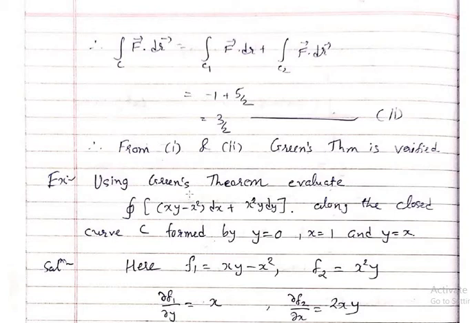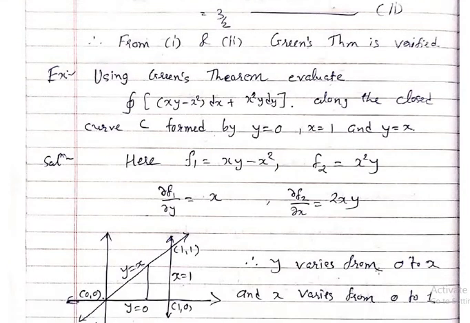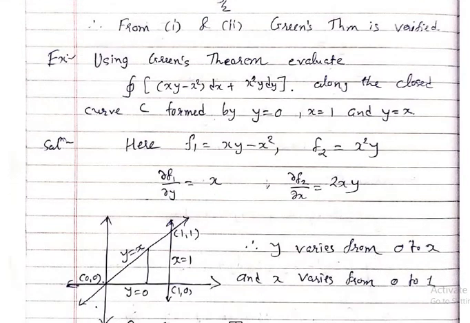Now this is the verification, but instead of verification, suppose you are only given to evaluate, using Green's theorem, the line integration along the closed curve formed by y equal to 0, x equal to 1 and y equal to x. So here f1 is equal to xy minus x square, whatever the term with dx, that is f1, and whatever the term with dy, that is f2, that is x square y. Now derivative of f1 with respect to y is x, and derivative of f2 with respect to x is 2xy.